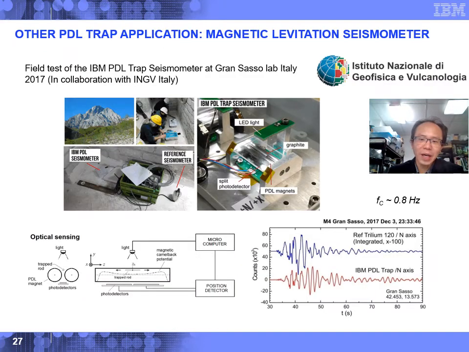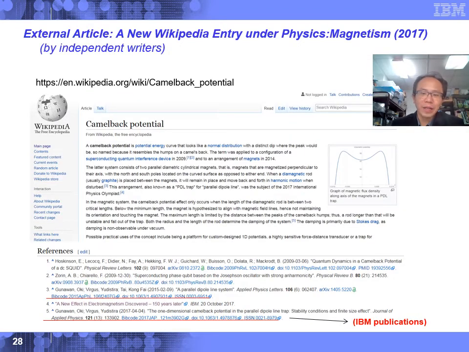So this system is very interesting because you could develop it into a useful application, such as a magnetic levitation vibration sensor or seismometer, where using this system you could detect earthquake vibration as shown over here. This is actually a test of our prototype that we did together with our collaborator in Italy recently. Furthermore, there is even a new external article about this camelback potential, which you can find in Wikipedia with the link as shown over here.